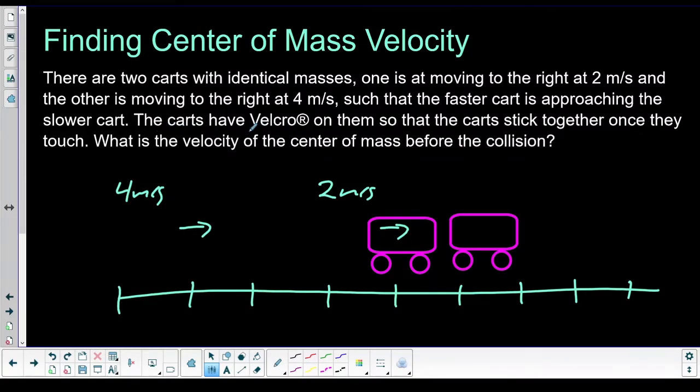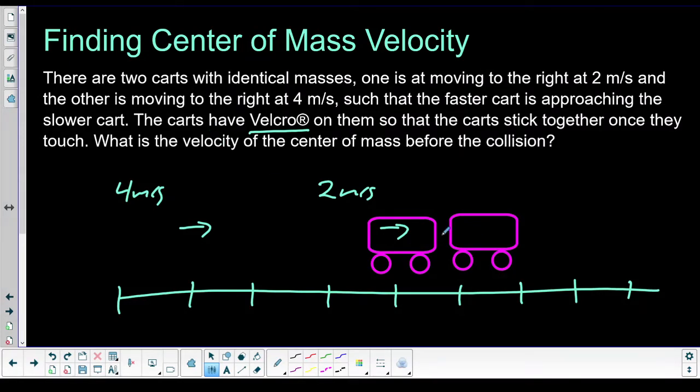The cart has Velcro. Did you know that Velcro is like a company? The same way Band-Aids are adhesive bandages. Band-Aid is a brand. Adhesive bandage is the item. Velcro is the brand. It is a hook and loop strip or something like that. I don't know, but Velcro, right?